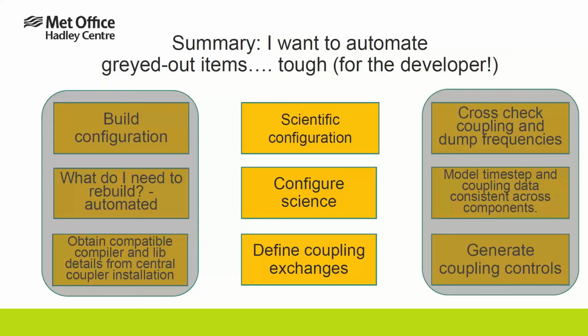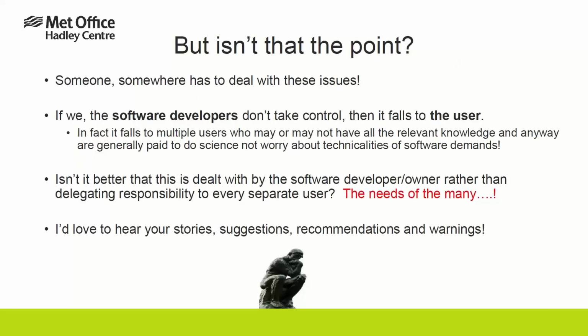And this is from the previous diagram. I've grayed out the things that I don't want the users to worry about. But the grayed out stuff still needs to be done, and in my view it needs to be catered for by the automatic setup, by the automatic checking, generation, etc., that I'm talking about, which is tough for the developer. But that's kind of the point.